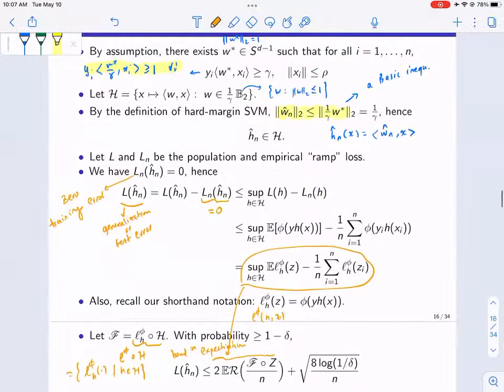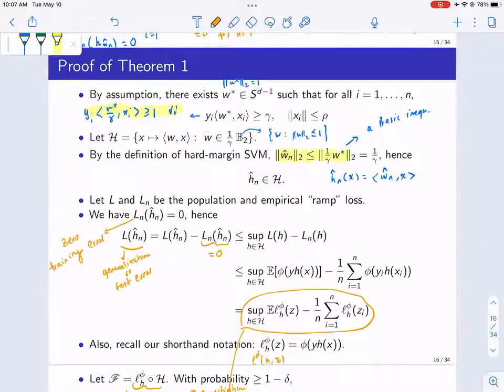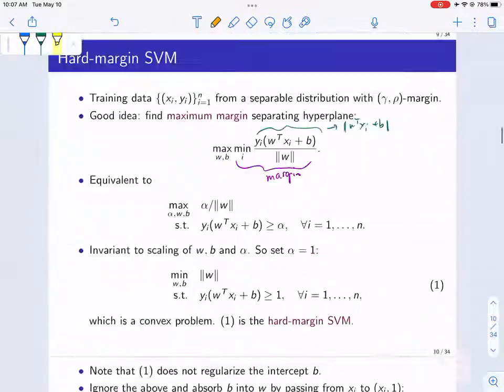So this is like a linear class, right? And this is bounded by, so we did it for w in the ball of radius 1. So let's go back up here.